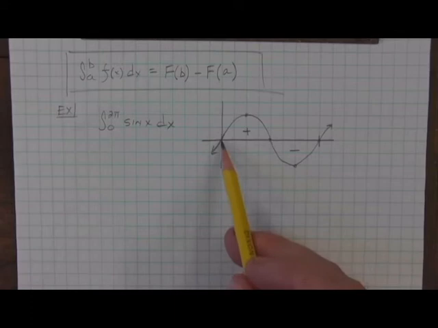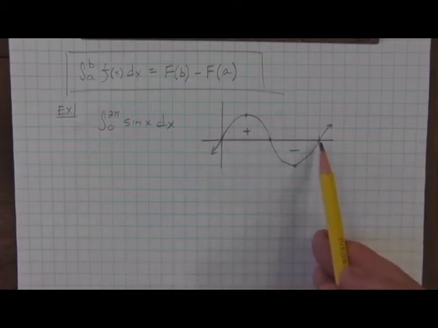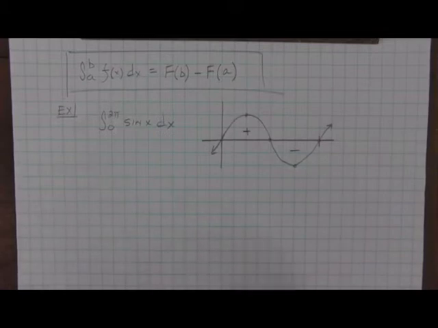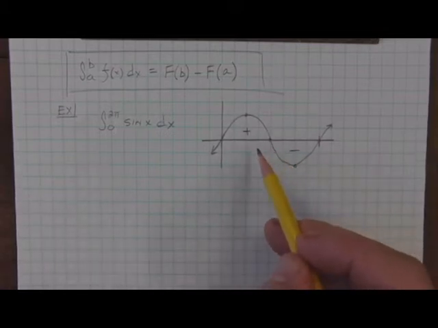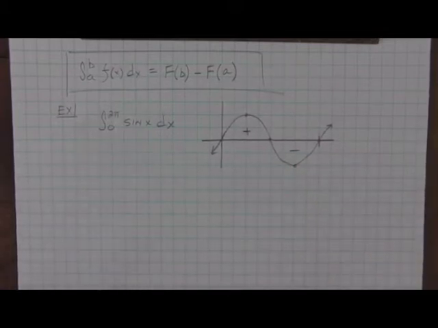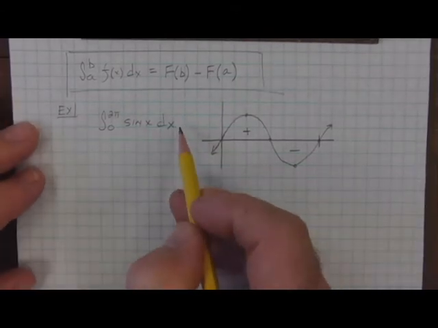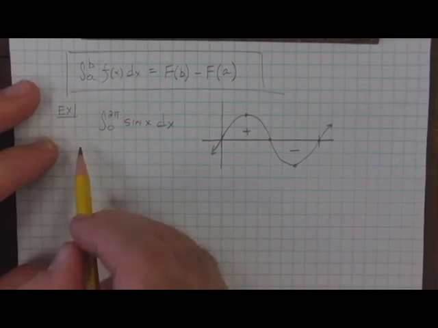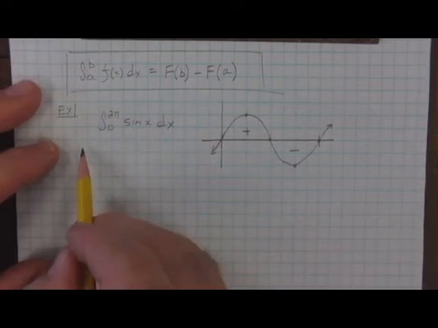So what should we expect to get when we integrate one period of sine? We should expect to get 0 because these two regions of equal value and opposite sign are going to cancel each other out. So we know where we're going. Let's see if we can get there using the fundamental theorem of calculus.